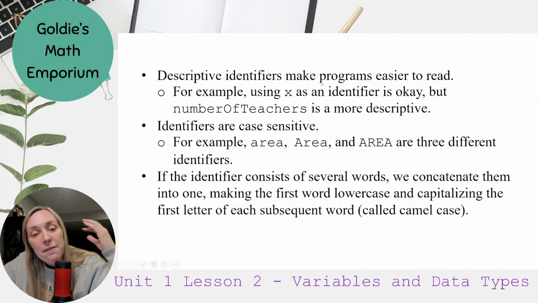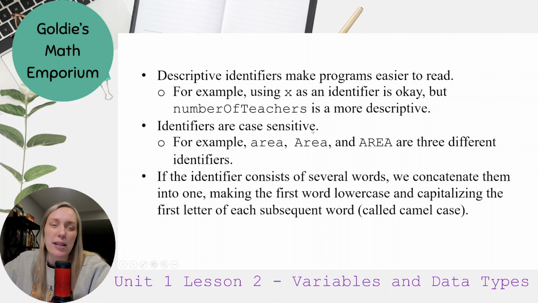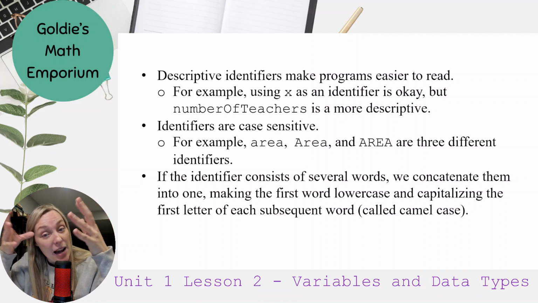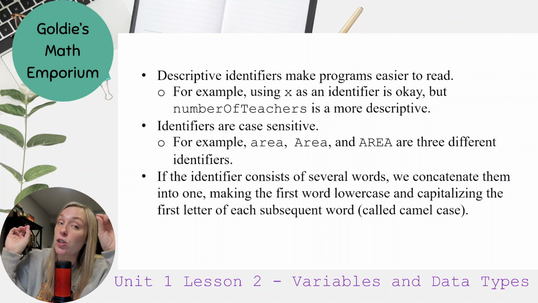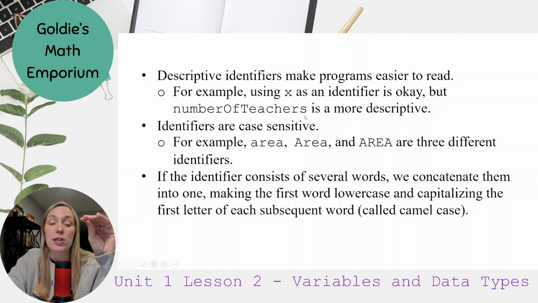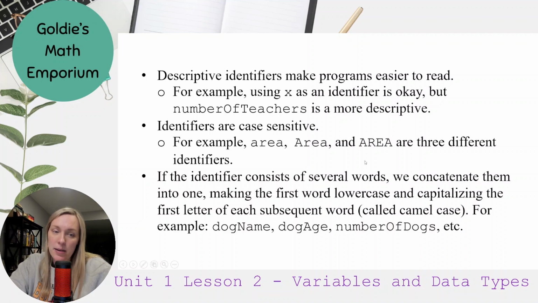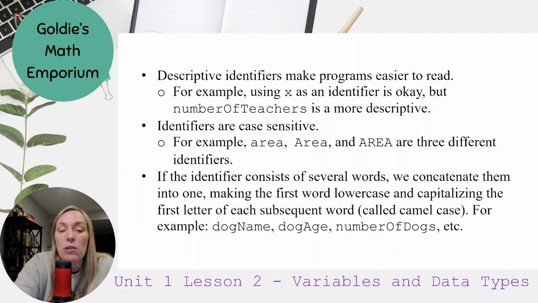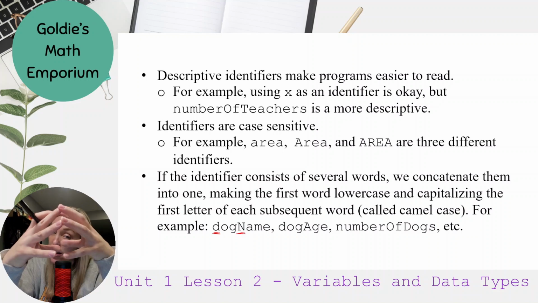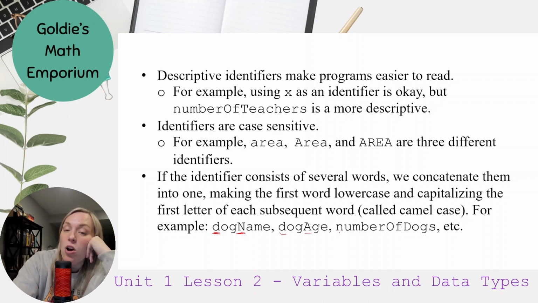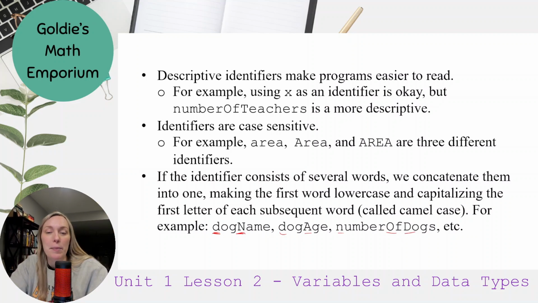And then the last thing, if your identifier has several words like number of teachers, we usually concatenate them. We push them together. We make the first word lowercase and capitalize the first letter of each subsequent word. This is also called camel case. So for example, if we have dog name, dog age, number of dogs, notice how dogName has a lowercase d, uppercase N, and we stick them together, right? dogAge or numberOfDogs. And that's just programming style.